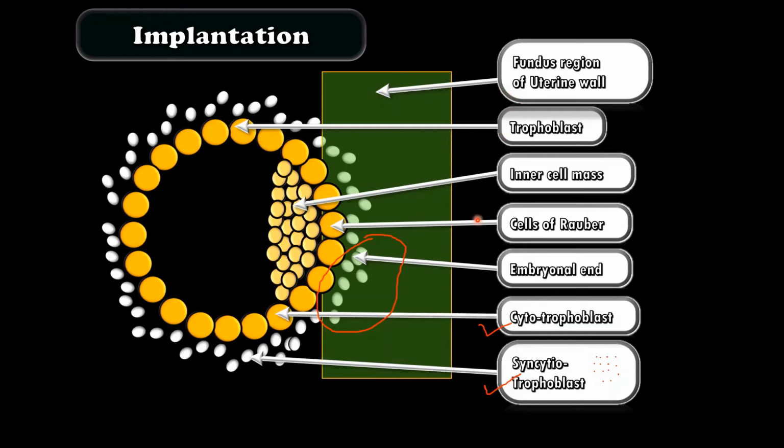The zona pellucida dissolves, and the trophoectoderm comes in contact with the endometrium in the region of the embryonic pole. Trophoblast secretes lytic enzymes to break the endometrium. It absorbs uterine fluid and divides to form villi. These villi penetrate the endometrium for fixation and absorption of nourishment.